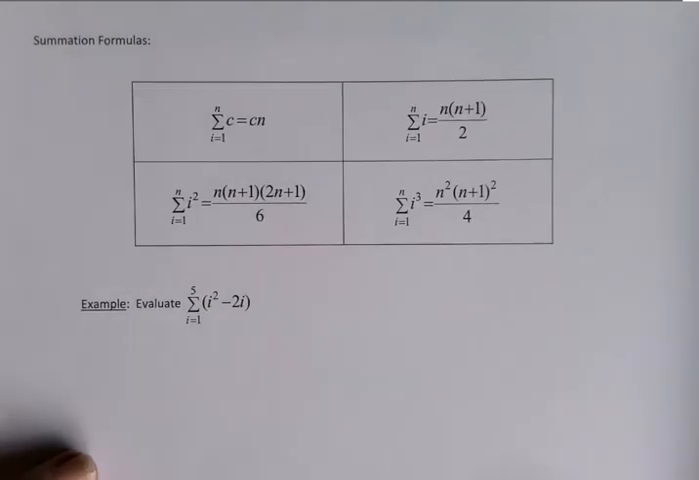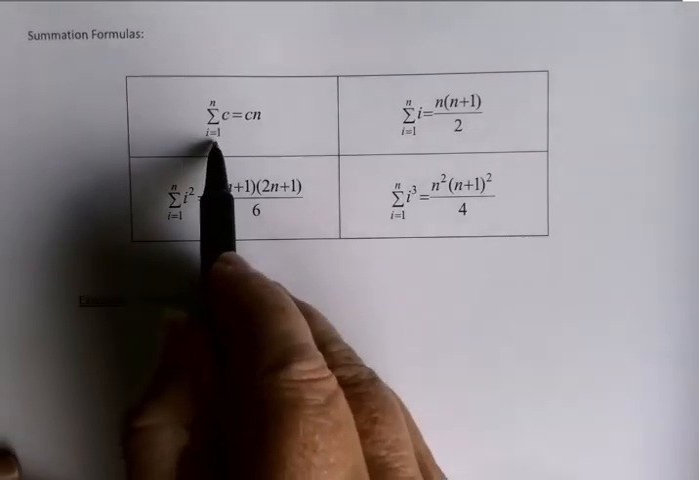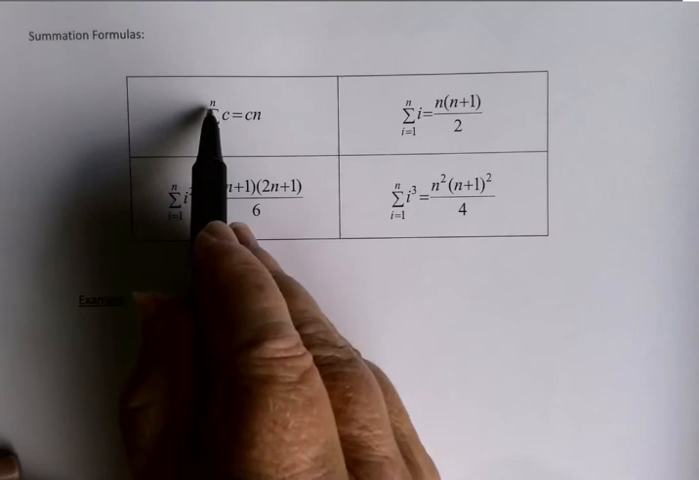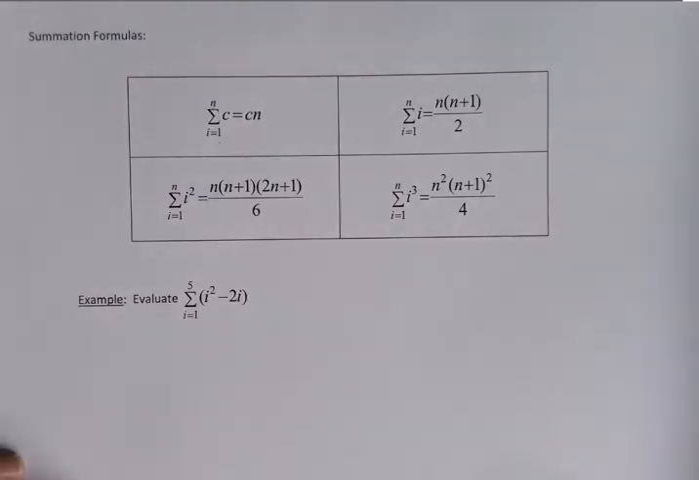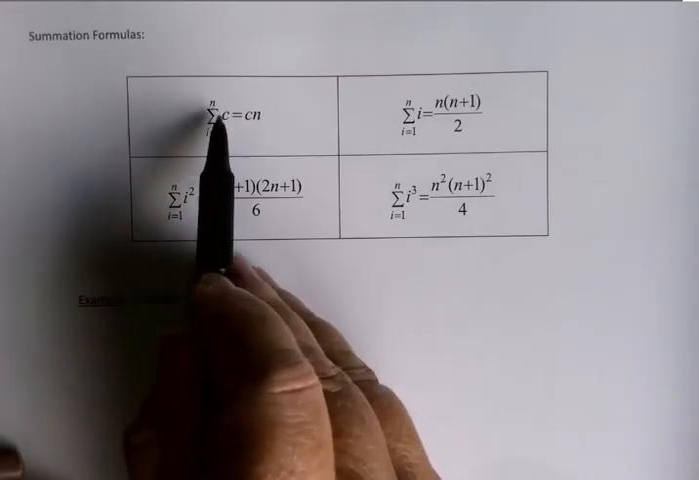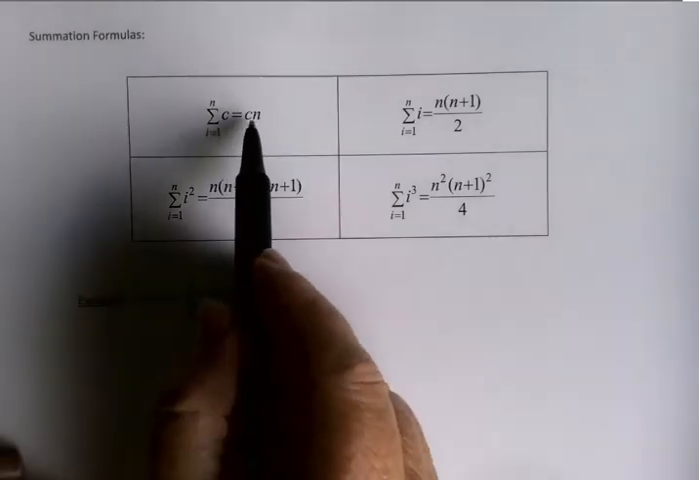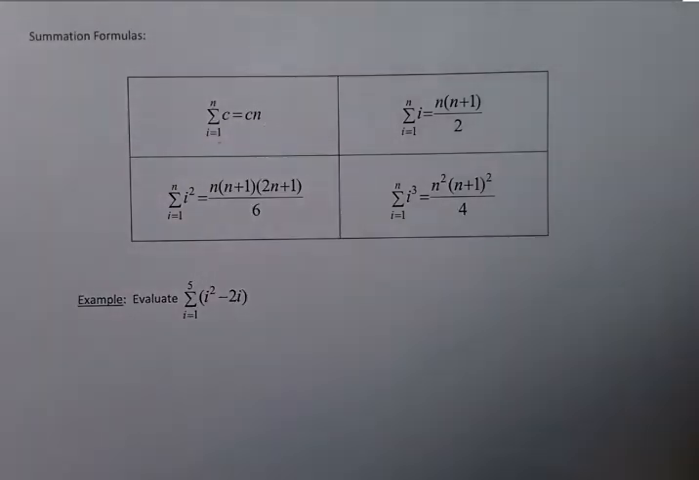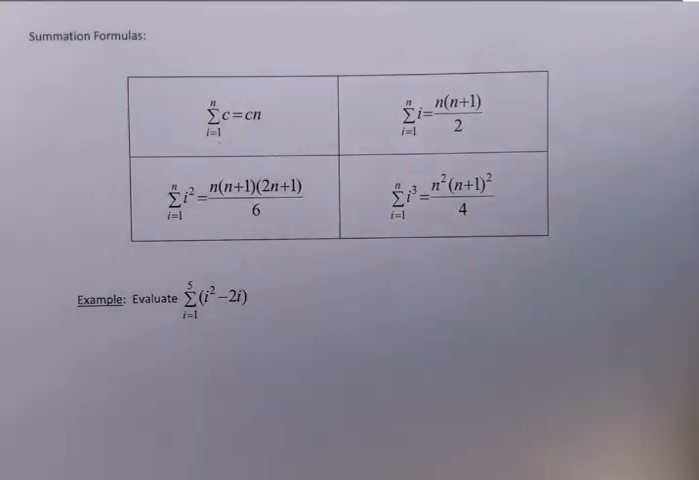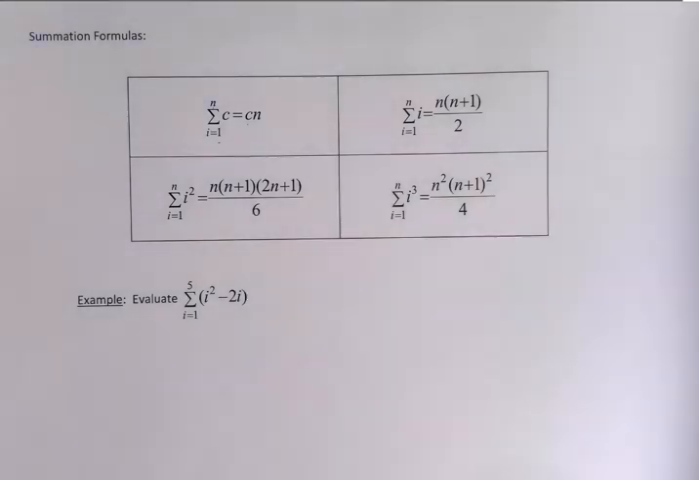Our summation formulas say that if I want to take the sum as i goes from 1 to n of a constant c, that's just adding c, n times. So I would get c times n. Seems logical. Take a look at this next one. The sum as i goes from 1 to n of i is n times (n plus 1) over 2. This one's not real difficult to see, so I'm just going to take a little aside here and show it to you.